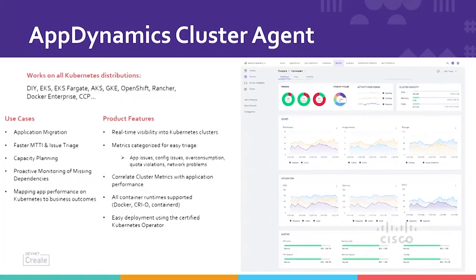And the deployment is extremely simple. We bundle it as a Kubernetes operator. So it's about 3 to 4 steps using which you can deploy the cluster agent on your Kubernetes cluster. And the right side is a snapshot of how it looks, which shows you a quick summary of your overall cluster there. Now, moving on to the demo, where I'll quickly show you how the cluster agent shows up once you deploy it.